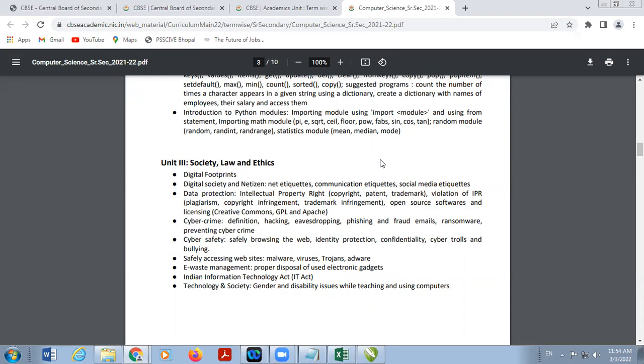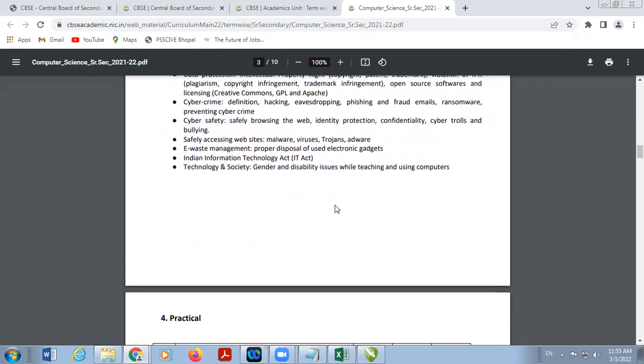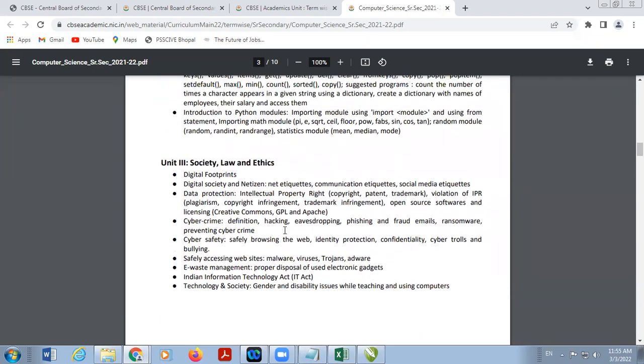E-waste management, proper disposal of used electronic gadgets. Then Indian Information Technology Act. Then technology and society, gender and disability issues while teaching and using computers. These are your syllabus. Only these terms you will learn.